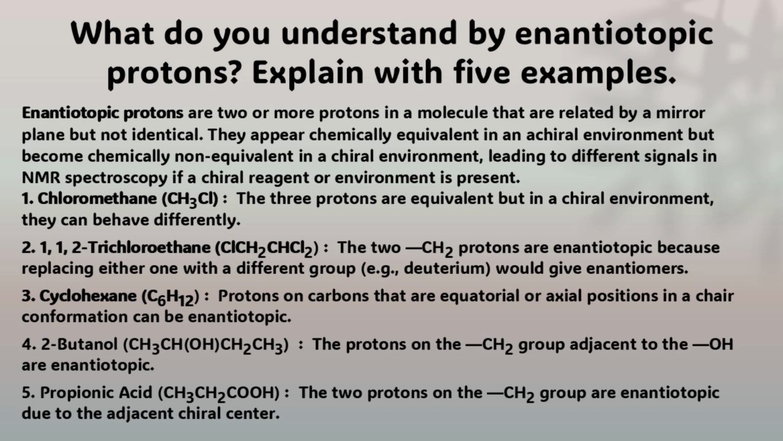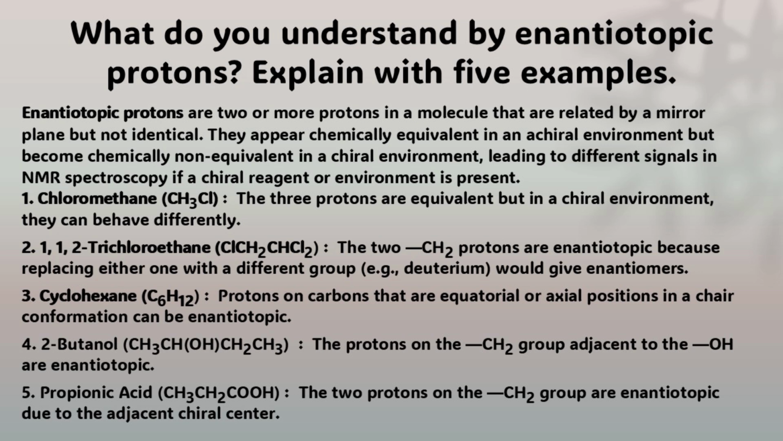Examples: 1. Chloromethane, CH3Cl. The 3 protons are equivalent but in a chiral environment, they can behave differently. 2. 1,1,2-Trichloroethane, ClCH2CHCl2. The two CH2 protons are enantiotopic because replacing either one with a different group, for example deuterium, would give enantiomers. 3. Cyclohexane, C6H12. Protons on carbons that are in equatorial or axial positions in a chair conformation can be enantiotopic.